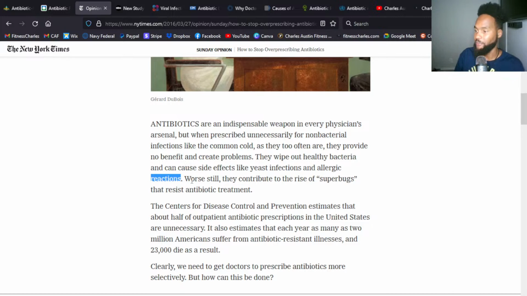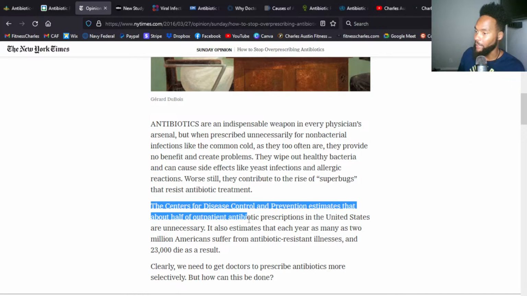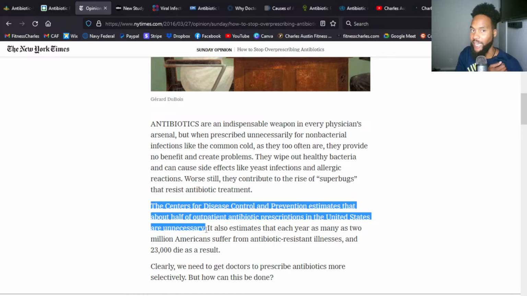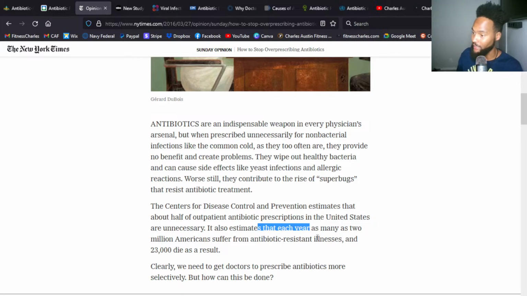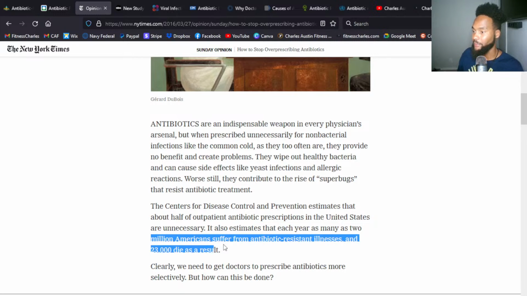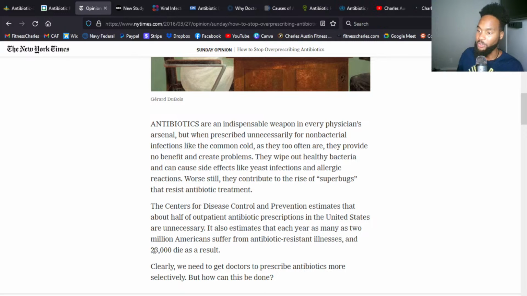Now, what I wanted to talk about was the specific stats. Hopefully you didn't read ahead, but as it says here, the Centers for Disease Control and Prevention estimates that about half of outpatient antibiotic prescriptions in the United States are unnecessary. So that's 50%, half. So that's 50% of these outpatient prescriptions for antibiotics that are not even needed, right? It further estimates that each year, annually, 2 million Americans suffer from antibiotic resistant illnesses, and as a result, 23,000 people are dying. So again, 2 million are suffering from these resistant illnesses, and of those 2 million, 23,000 are dying.